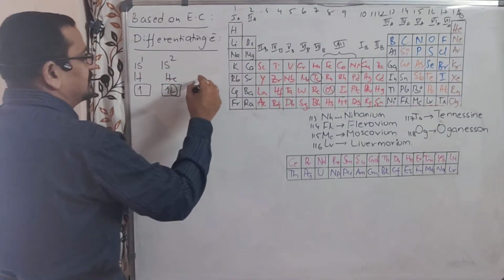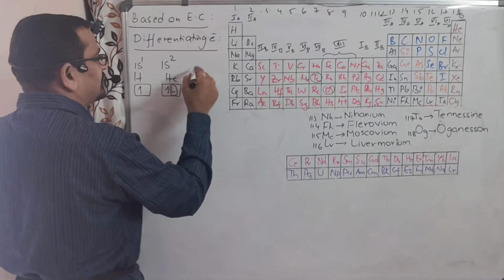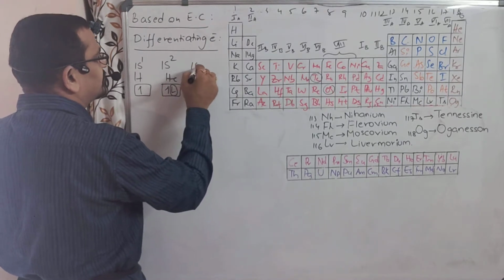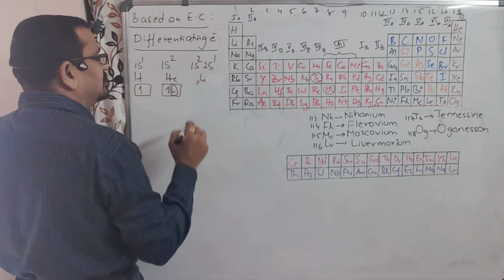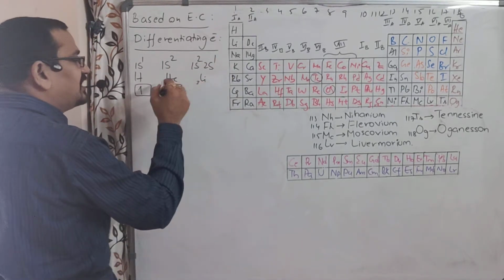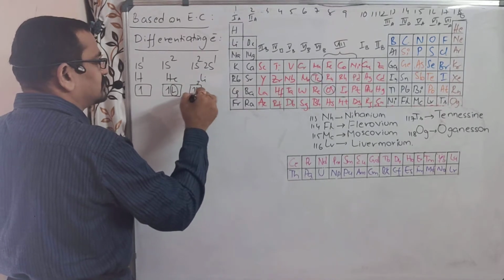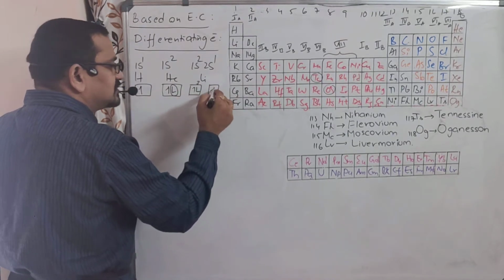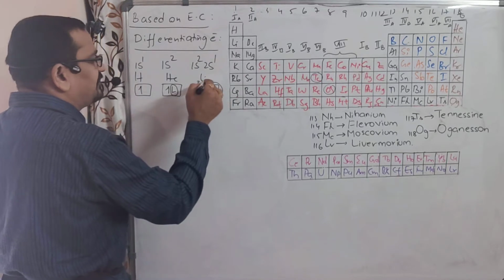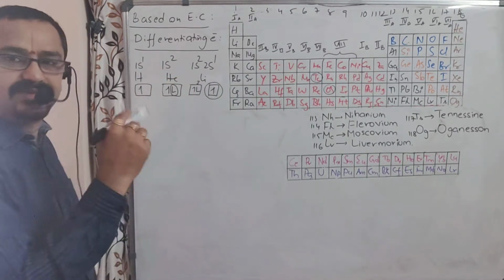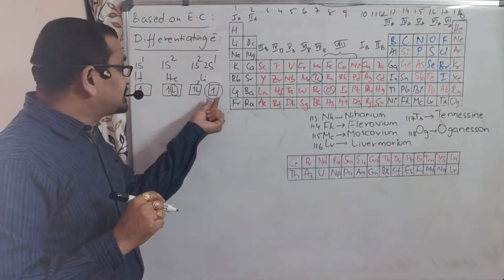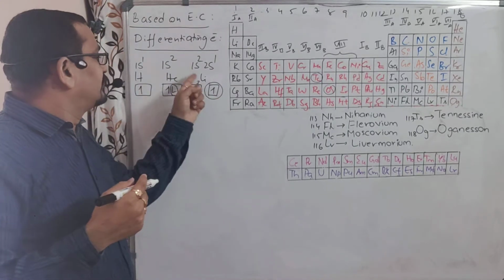Let's continue. Suppose lithium, atomic number 3, the electronic configuration is 1s2 2s1. So what's the difference between lithium and its previous member helium? This 2s1 electron. Because of this 2s1 electron, lithium differs from its previous member helium. So this 2s1 is the differentiating electron of lithium.